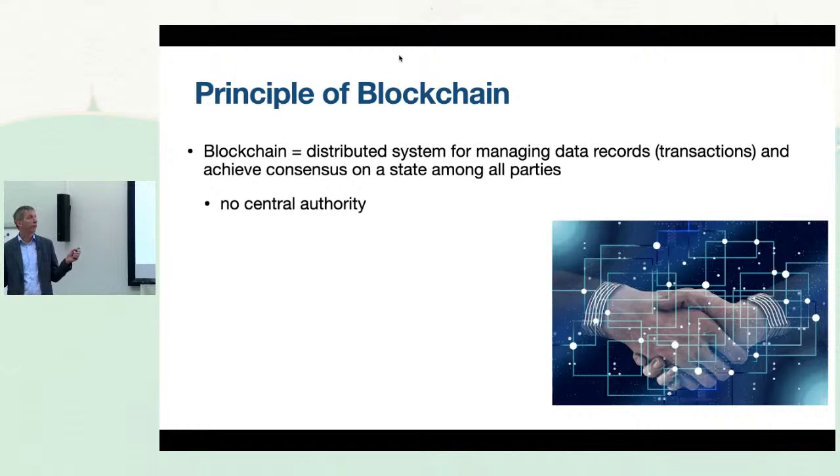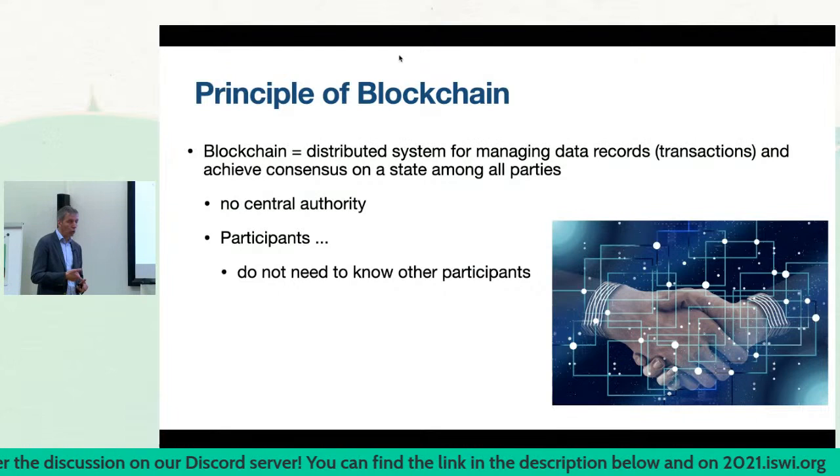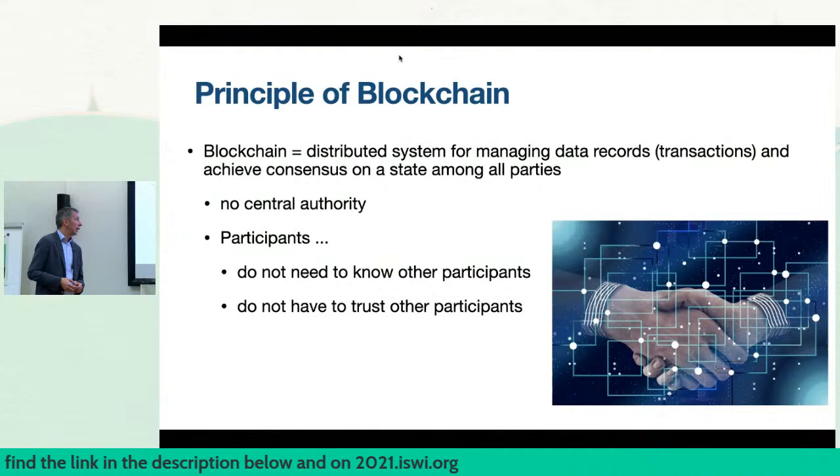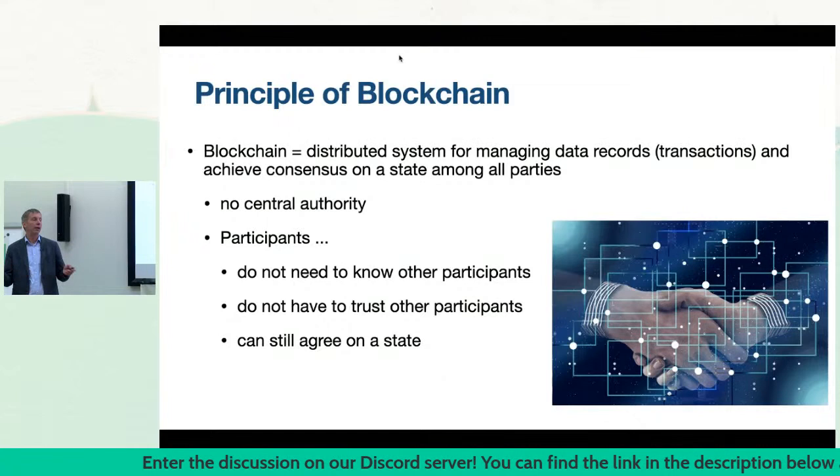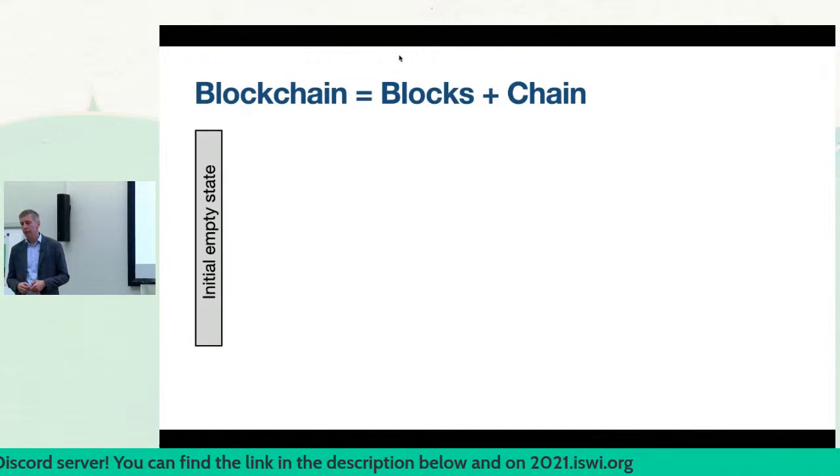What's also important here is that the participants, the parties, do not need to know each other. That's different from a typical banking scenario. They do not have to trust other participants. That's also very specific here. And they can still agree on a state, and they have to agree on a state, otherwise it would not work. So the name blockchain comes from block and chain. We start with an initial empty state, where there's nothing, nobody has any money.